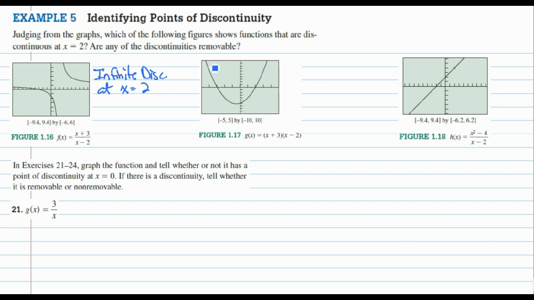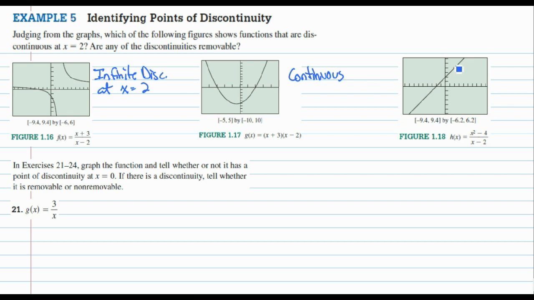Now in the second figure, I don't really see any discontinuities. I think this is going to travel forever. So I'm going to look at the function. Yeah, I can add 3 to anything. I can subtract 2 from anything, and then I can multiply those together. So there's really no x values that I can plug in, and no reason why there would be a break in the graph. So this would be a continuous function.